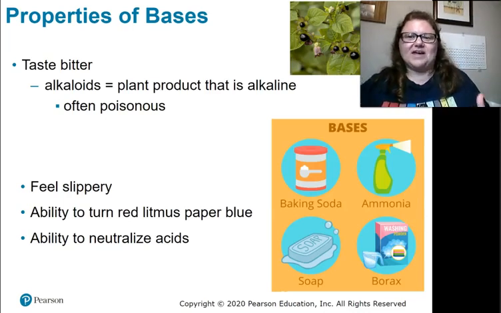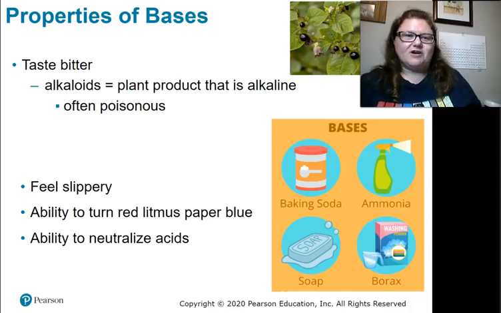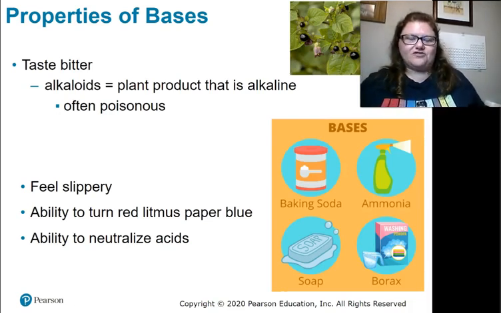So sometimes bases are called the chemical opposite to acids, and that's not exactly true. They do neutralize one another, and maybe that's where that came from, but they are their own substances with their own properties, their own strengths and weaknesses. So with bases, we can have some plants. This is a nightshade plant here that's poisonous for humans.